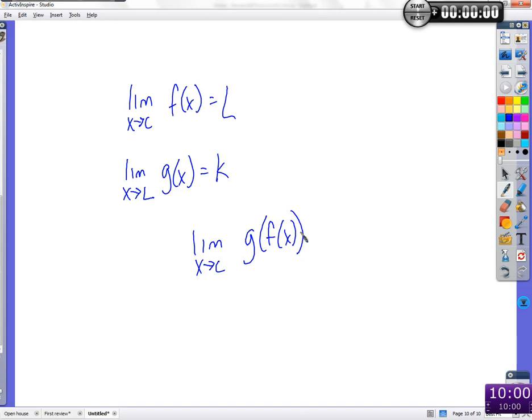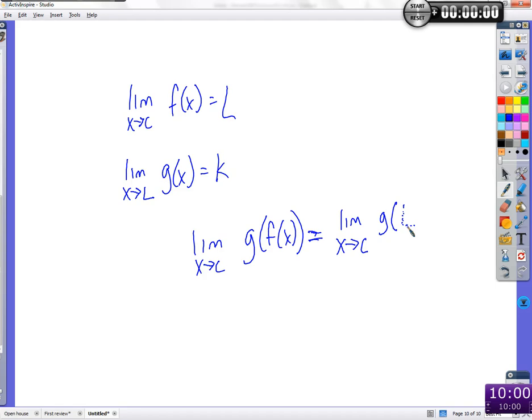Let's just look at the inside first. We figure out what f is, and then f, whatever that is, goes into g, right? So what happens as x gets close to c in f? What does that get close to? L. So then this becomes the limit as x approaches c of g of, well, kind of L. It's not actually L. What this is actually doing is getting closer and closer to L.